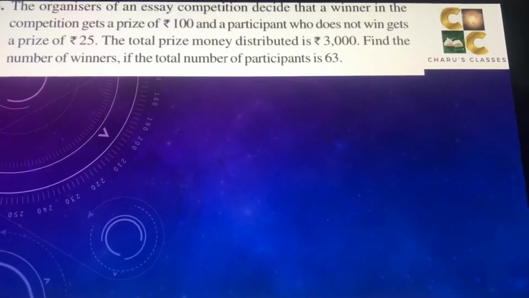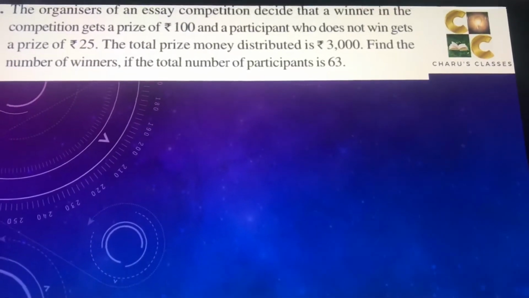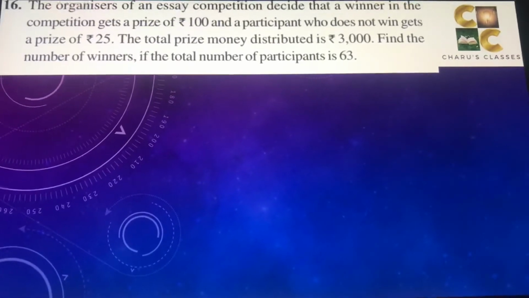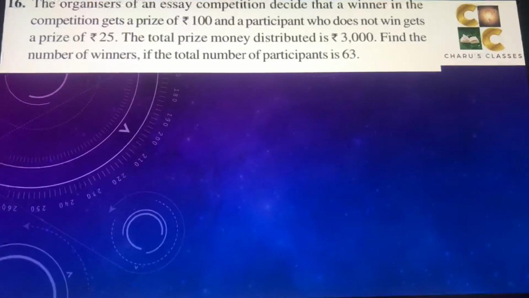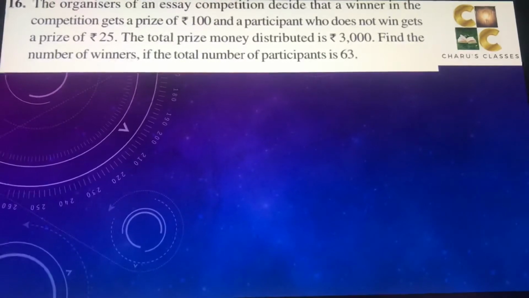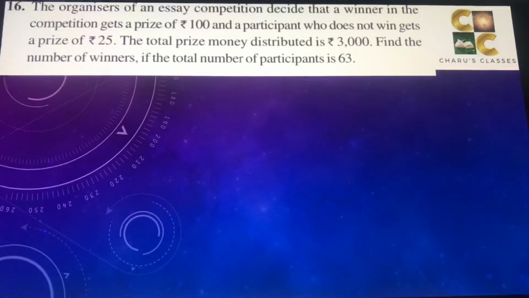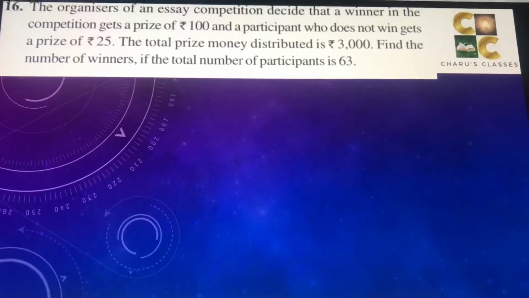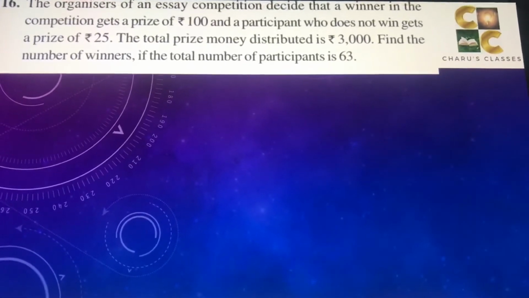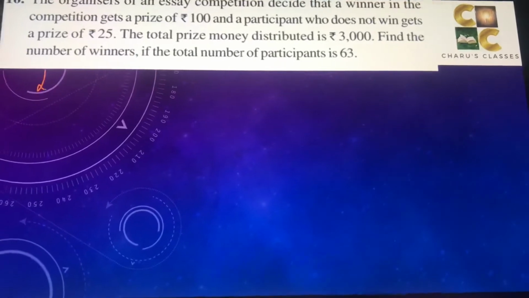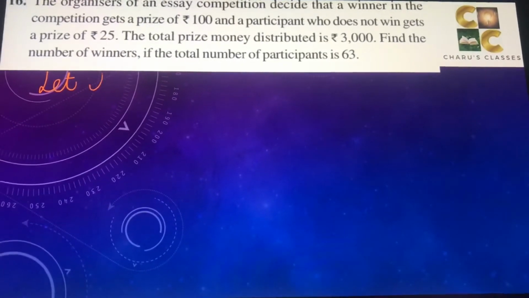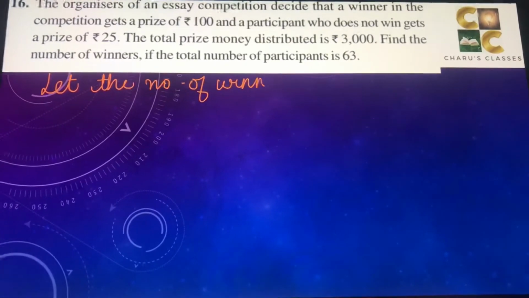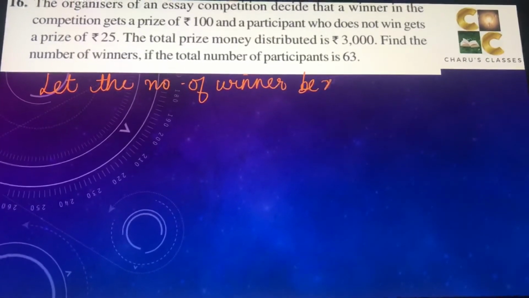The organizers of an essay competition decide that a winner in the competition gets a prize of rupees 100 and a participant who does not win gets a prize of rupees 25. The total prize money distributed is rupees 3000. Find the number of winners if the total number of participants is 63. So let's take the number of winners as x. Let the number of winners be x.